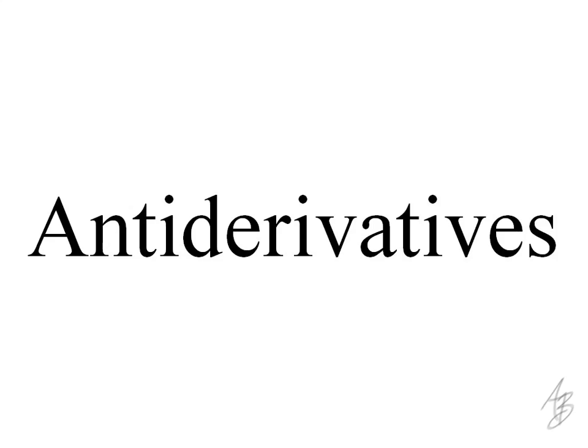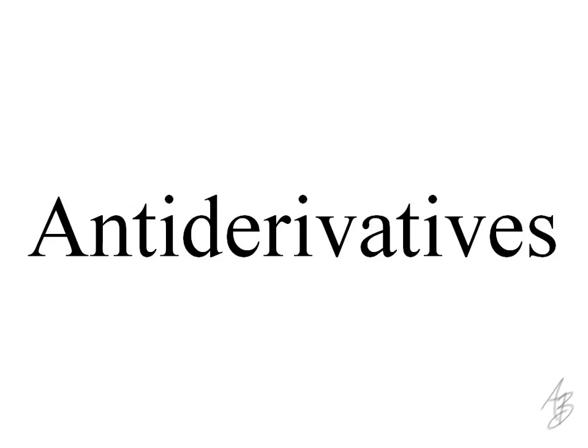So an antiderivative undoes a derivative. So the idea of an antiderivative is if we take a function and we take the derivative of it, and then we do the antiderivative, we get back to where we started. Yes? Kind of, sort of, but not quite. So let me give you an example here.